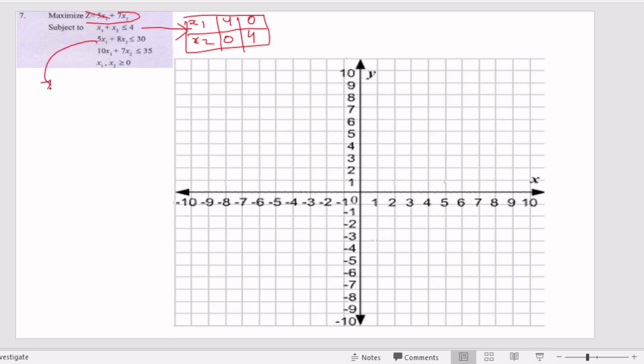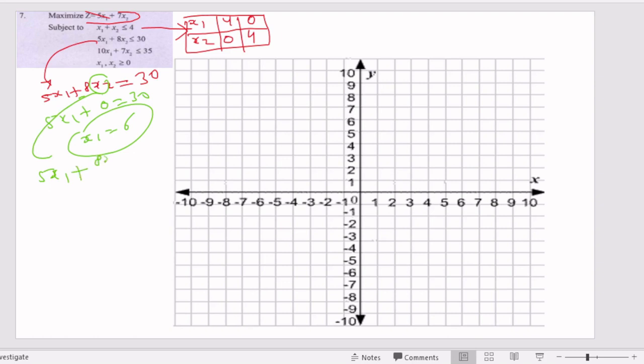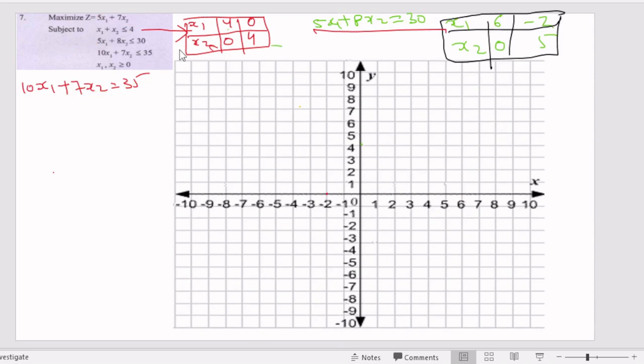Similarly, I have to do this with the second equation, 5x1 plus 8x2 equal to 30. In this case, if you substitute x2 is 0, then 5x1 is equal to 30, so x1 will be 6. Now, taking the same equation, if I substitute x2 is equal to 5, then 5x1 plus 8 into 5 equal to 30. So 5x1 is equal to 30 minus 40, so 5x1 is equal to minus 10, and x1 equal to minus 2. We got the points for the second equation.